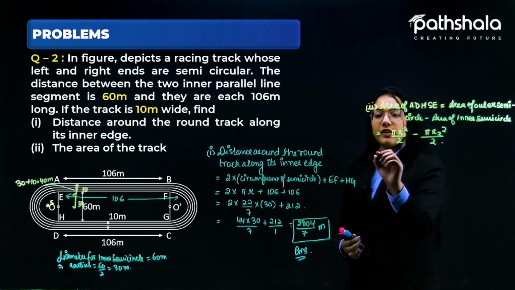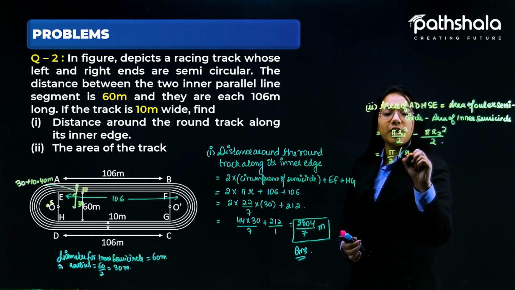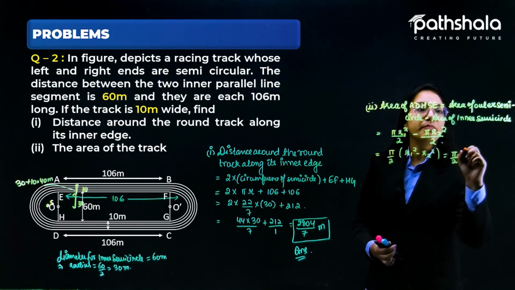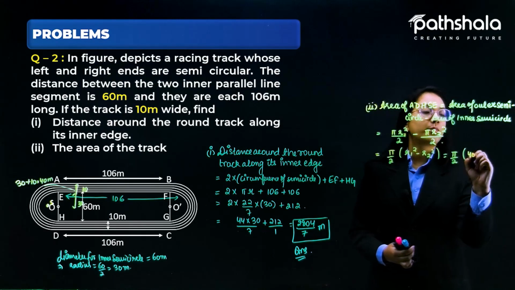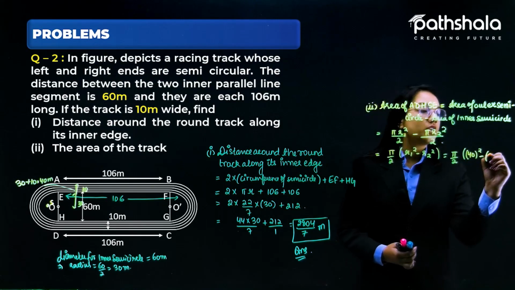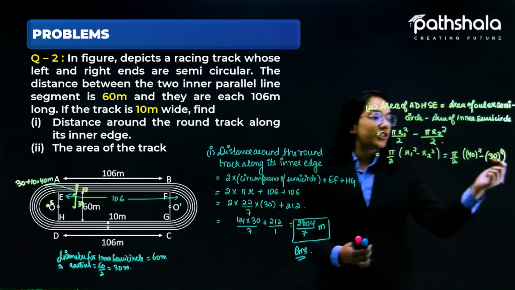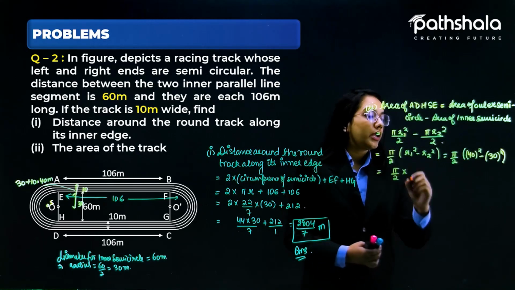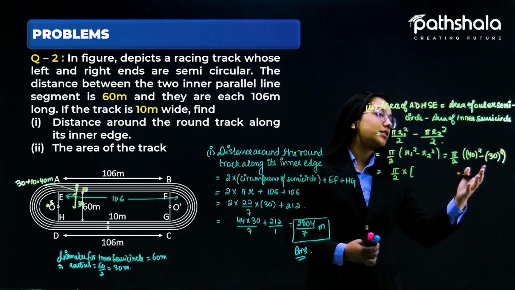So let us plug in the values over here. I'm taking pi by 2 common out of it. So this is nothing but r1 square minus r2 square, and this is pi by 2 into r1 square; r1 is actually 40, so this would be 40 whole square minus r2, which we already know is 30, so this is 30 whole square. Now let's just sort it out. This would be pi by 2 into 40 square minus 30 square.